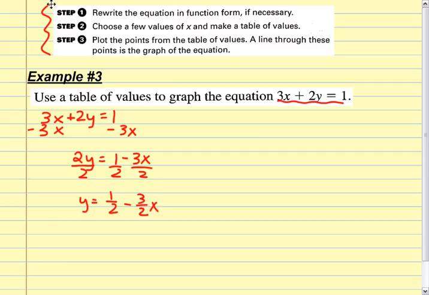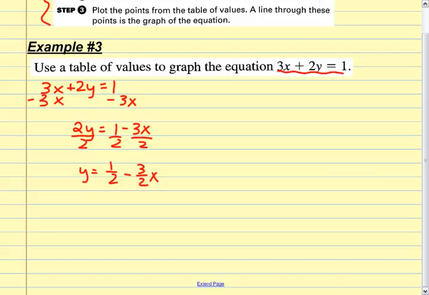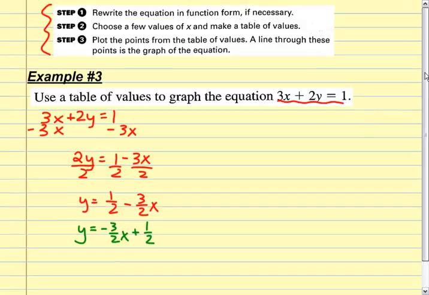Okay. Now let me ask you something, Drew. Is this it? No. That's not it. You're right. What's the problem? You want to have negative 3 over 2x in front because it has the variable. Exactly. So we want to write this in a different order. Y is equal to negative 3 over 2x plus 1/2. Now it's in function form. Yes. Perfect. Now that was step 1. That was step 1. Rewrite the equation in function form.